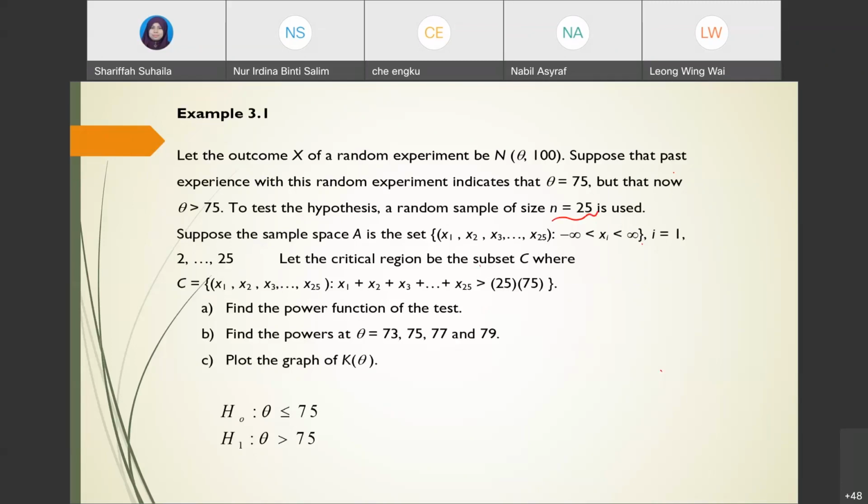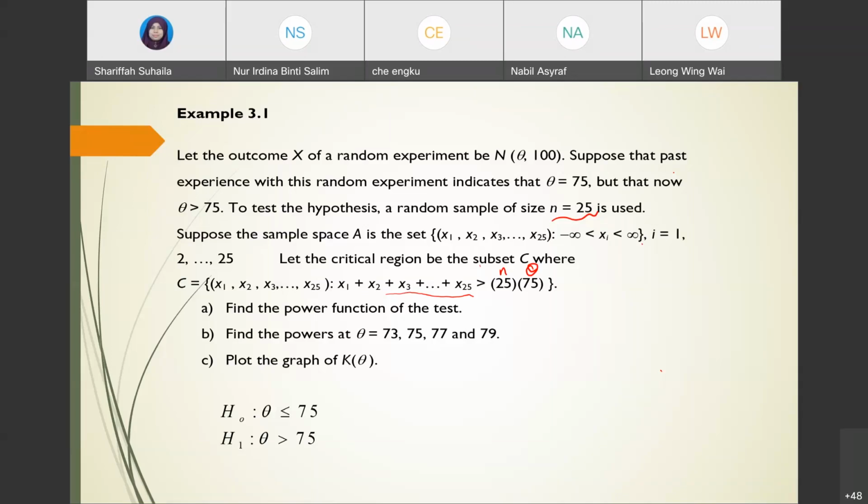Okay, so suppose that the sample space A is the set of this one, and then kita adalah i equals 1 up to 25. So let the critical region subset C be this one. Kita ada X1, X2, ..., X25, summation greater than 25 times 75. Okay, so ini kamu punya n. Ini actually kita punya theta. Okay, so kita nak dapatkan dia punya power function of the test. Okay, you want to set up your power function of the test.